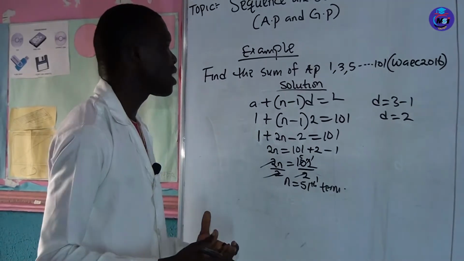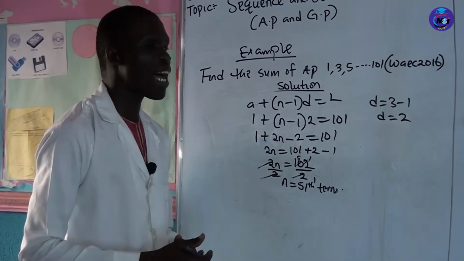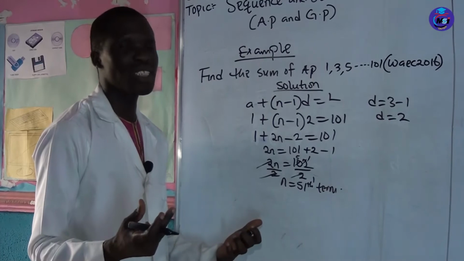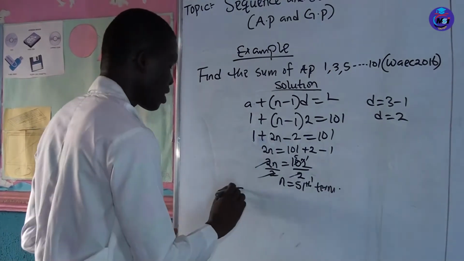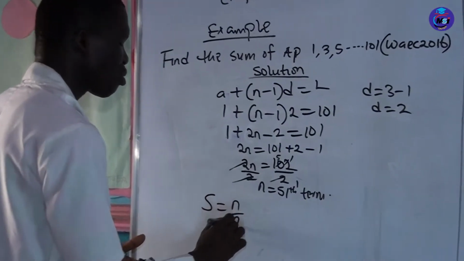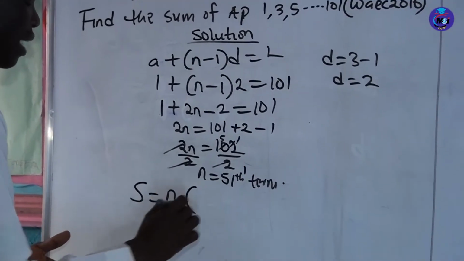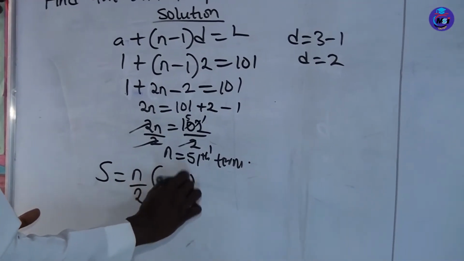We want to find the sum. So which formula are we going to use? We are going to use the second formula, which is S equals n over 2 bracket a plus l.